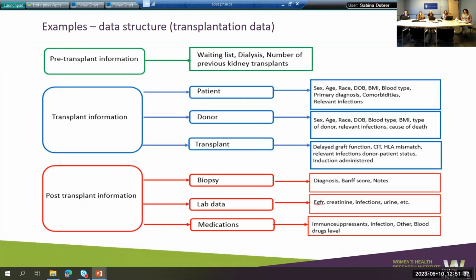And this is an example of how you can divide the data set. For transplantation, I can have pre-transplant information: how long people were on the waiting list, what type of dialysis they had and for how long, and how many previous transplants they had. I can also have transplant information, divided into patient, donor, or transplant. Patient information will include socioeconomic characteristics, different comorbidities, and relevant infections. Same for donor. Transplant information will include specifics such as delayed graft function, cold ischemia time, meaning how long the kidney was out, and so on.